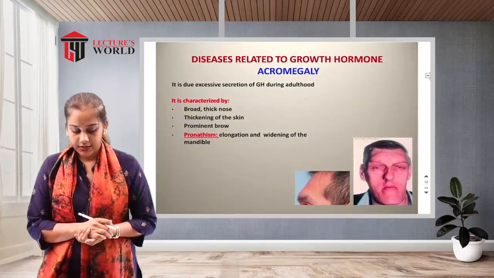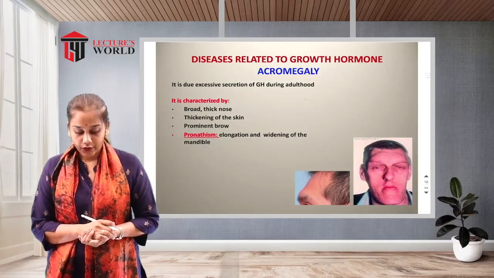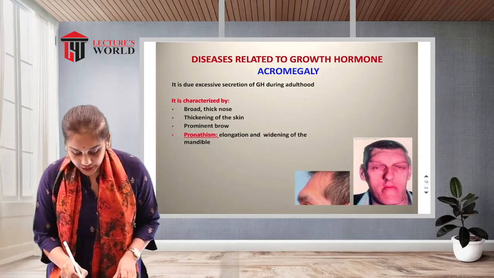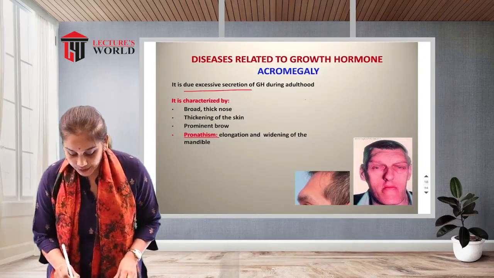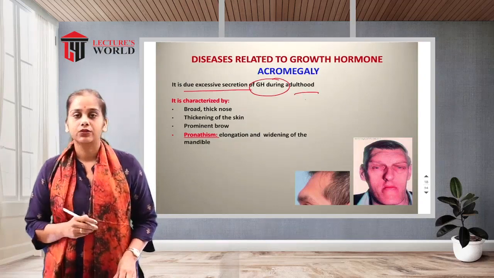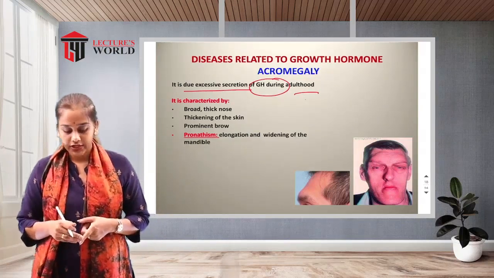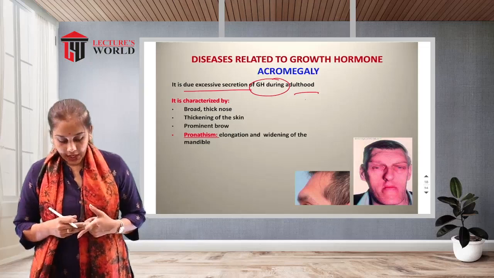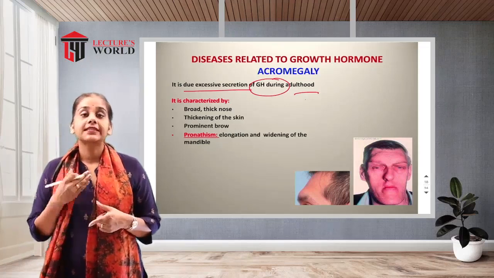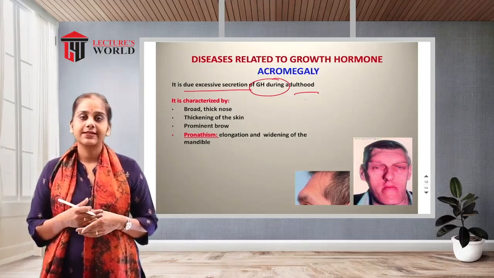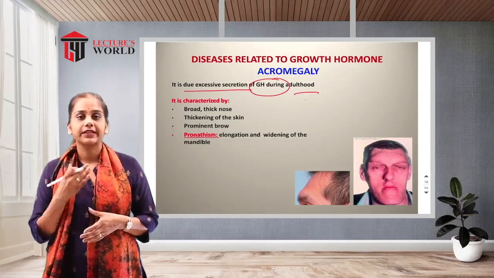Then the next one is acromegaly. So what is acromegaly? It is due to excessive secretion of the growth hormone during adulthood. This is the second condition, known as acromegaly. Why? Because of the excessive secretion of the growth hormone.